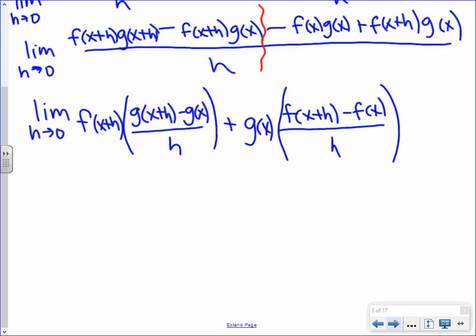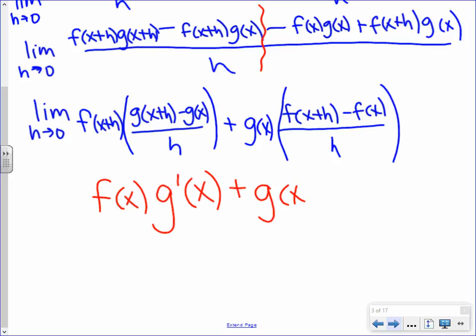What's the limit as h approaches 0 of f of x plus h? F of x. What about the limit as h approaches 0 of this? What does that mean? Say louder. That's the derivative of g, right? Plus g of x times, what does the limit as h approaches 0 of this mean? Derivative of f. That is why the product rule is the way that it is.